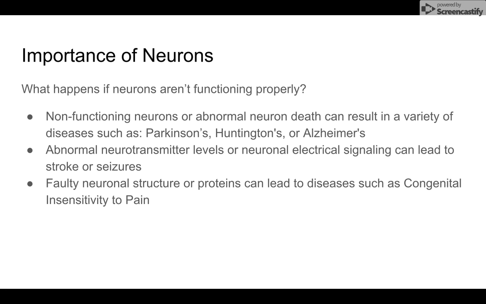Neurons are very important. So what would happen if your neurons aren't functioning properly? Non-functioning neurons, or abnormal neuron death, can result in a variety of diseases such as Parkinson's, Huntington's, or Alzheimer's. Abnormal neurotransmitter levels or neuronal electrical signaling can lead to strokes or seizures. Faulty neuronal structure or proteins can lead to diseases such as congenital insensitivity to pain.